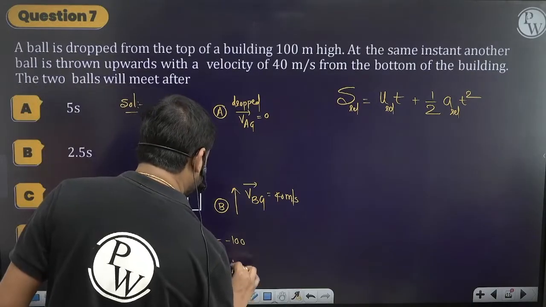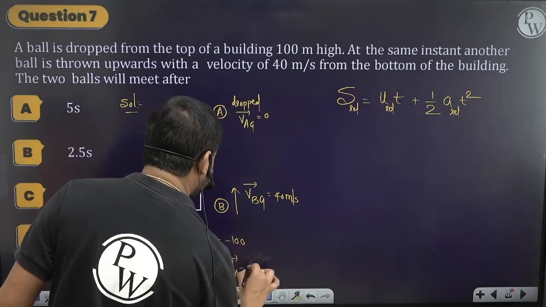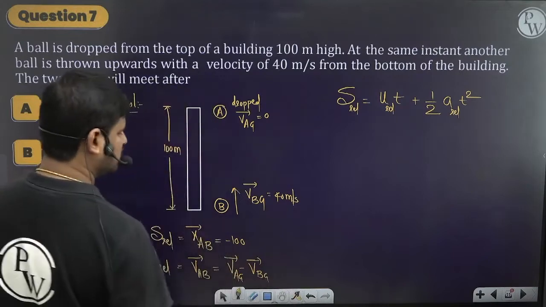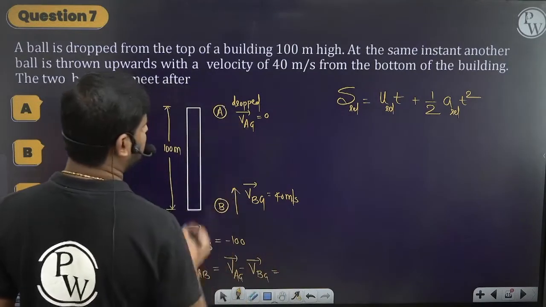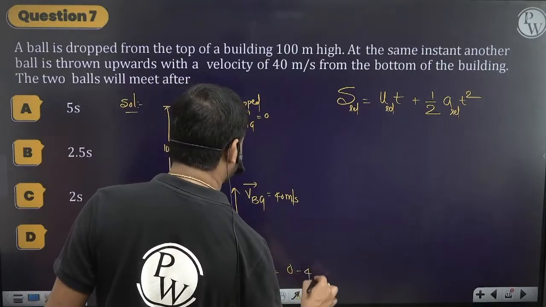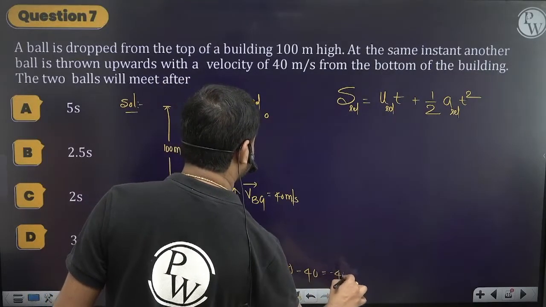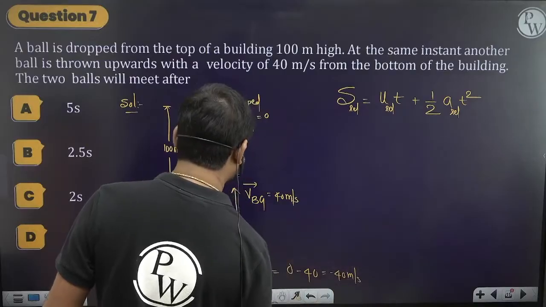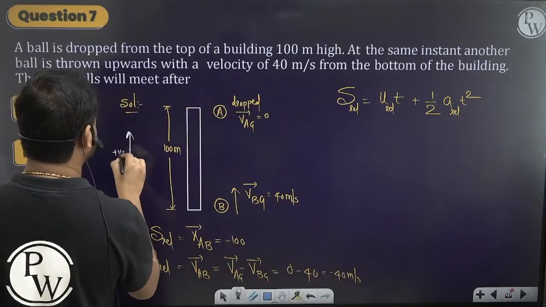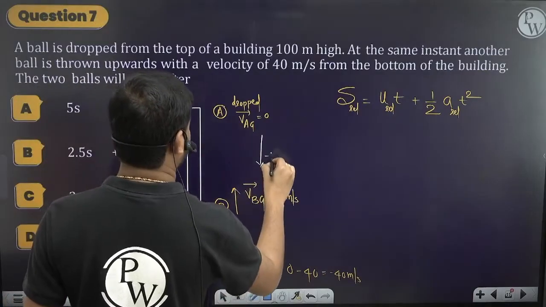So the velocity of AB is nothing but VA minus VB, with respect to ground. What is the velocity of A with respect to ground? 0. And what is the velocity of B with respect to ground? 40. So this is going to be minus 40 meters per second. Throughout this question, follow the sign conventions, guys: upside positive, downside negative. That's what I followed.